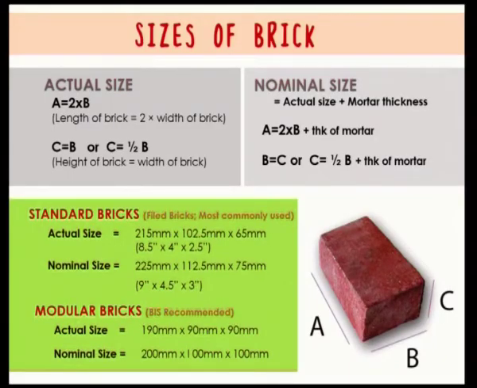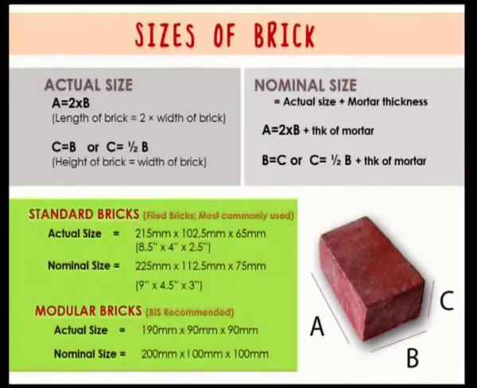Now BIS, Bureau of Indian Standards, recommends a modular size of bricks. These modular sizes are 190 by 90 into 90, and the nominal size, which includes the mortar thickness, is 200 into 100 into 100. So usually when designing a building, we give a thickness to the wall. Majorly we use 200 mm as the thickness of the wall because we will be using modular bricks. In case we are using standard size bricks, we give the thickness of the wall as 230 mm, that is including the plaster. So you have the nominal size as 225 plus plaster on either side of the wall, thickness including all that, it becomes totally 230 mm thick wall.